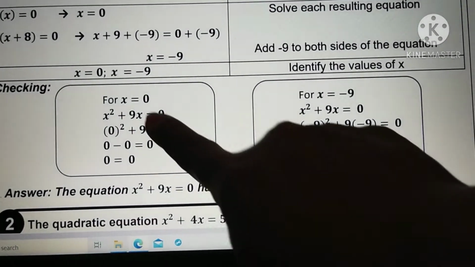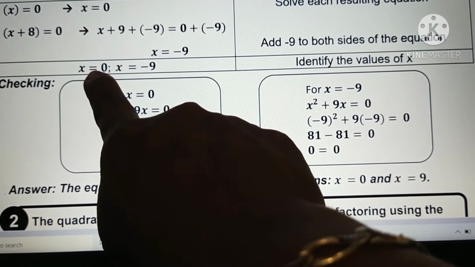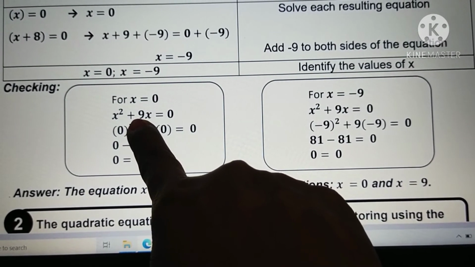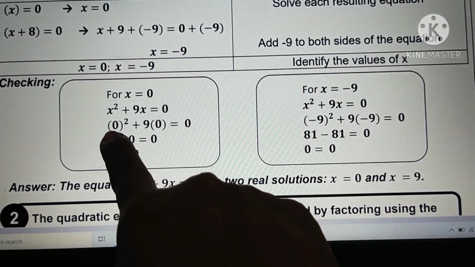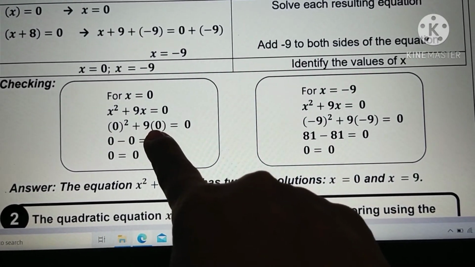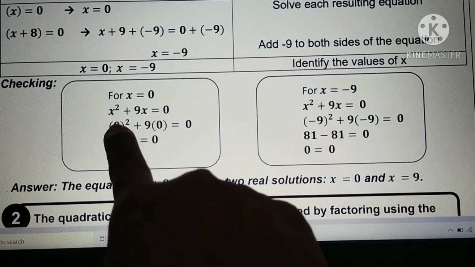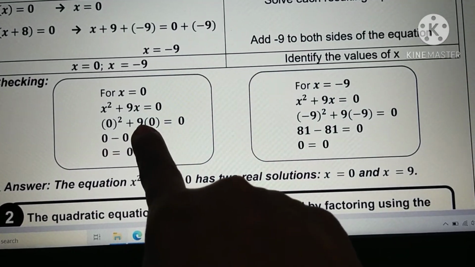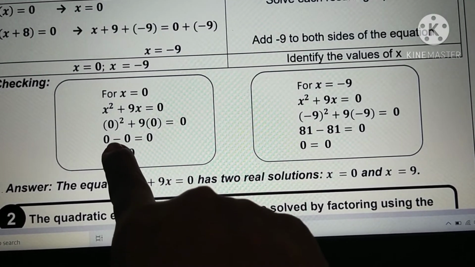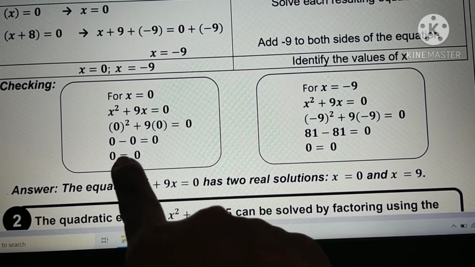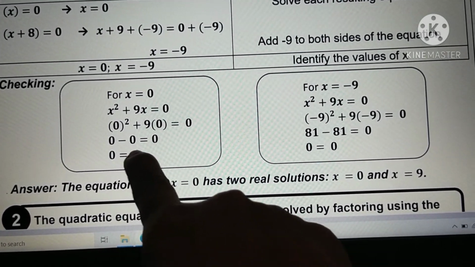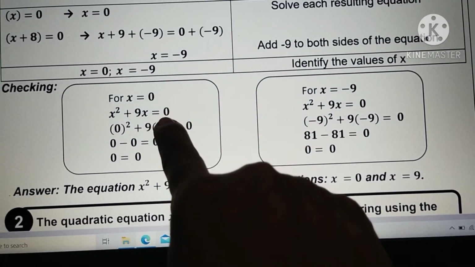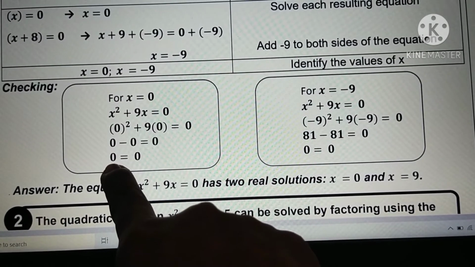The last step is checking. Since one value of x is 0, we replace x with 0 in the original equation. So 0 times 0 is 0. It should be plus here, a small correction. Then 9 times 0 is 0. So 0 plus 0 equals 0, and 0 equals 0. Since it balances, the solution is correct. The answer should be 0 here too.